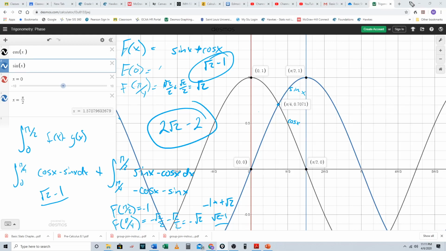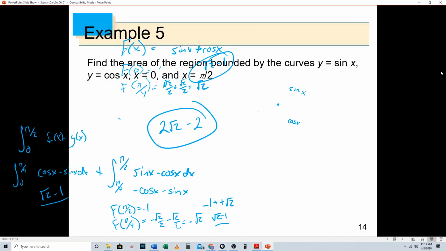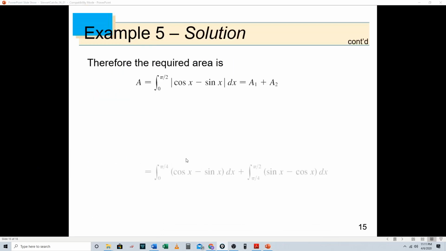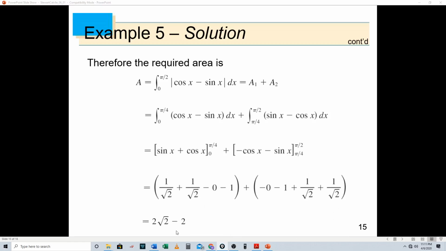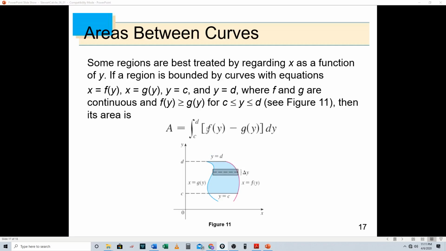Awesome, right? So let's look at the answer key in the PowerPoint and see how we did. Yep, doing good. 2 root 2 minus 2, the correct answer. So, pretty good. And again, like I said, in this particular example, we could have saved some work by noticing the region is symmetric. You saw it, I saw it, it's fine.